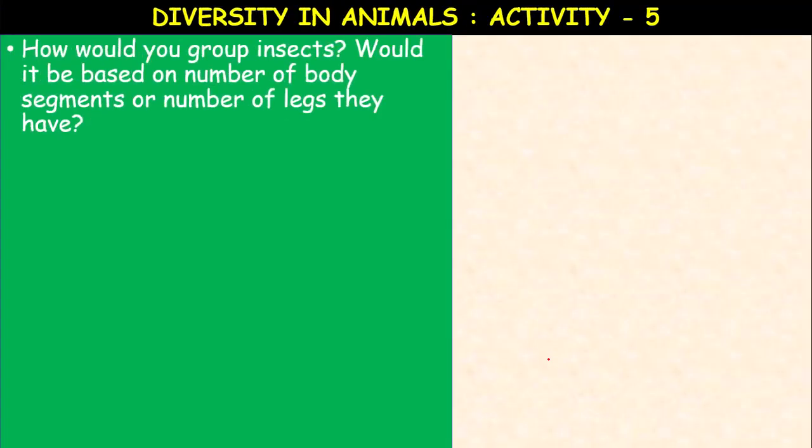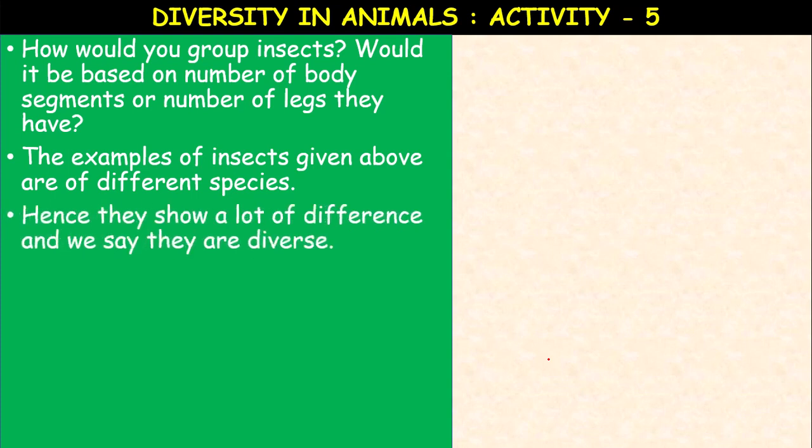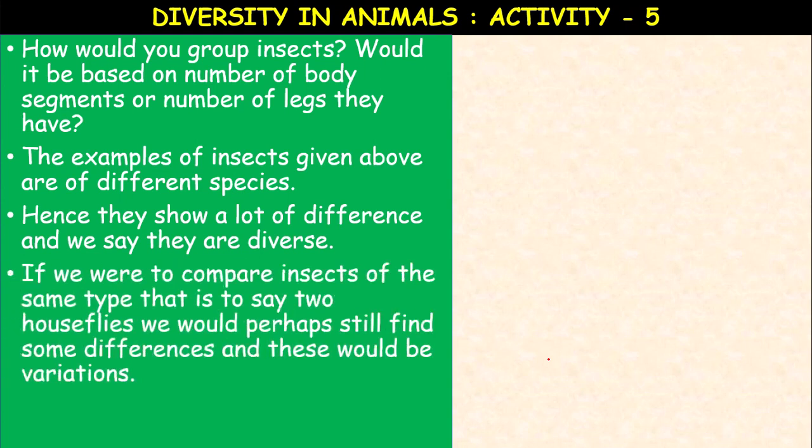So how did you group insects? Would it be based on the number of body segments or the number of legs they have? Based on the number of legs. The examples of the insects given above are of different species. Housefly, mosquito, butterfly, cockroach, they are all different species. So hence they show a lot of difference and we say they are diverse. Diverse means different. They show variations.